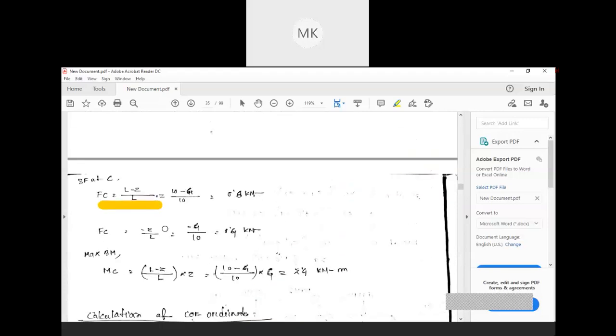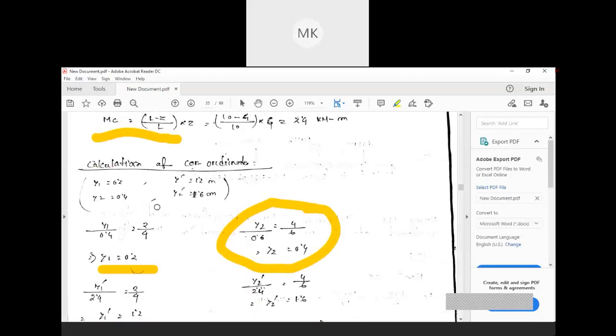We need to find out this FC at that particular point. See, at that point only we are finding out FC, MC. At that point, what is the maximum shear force? What is the maximum bending moment? After that, we are finding out that ordinate.